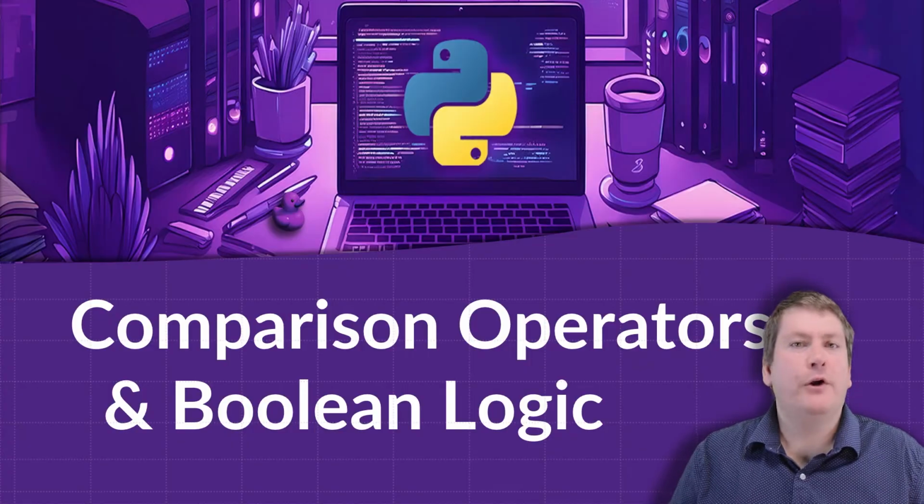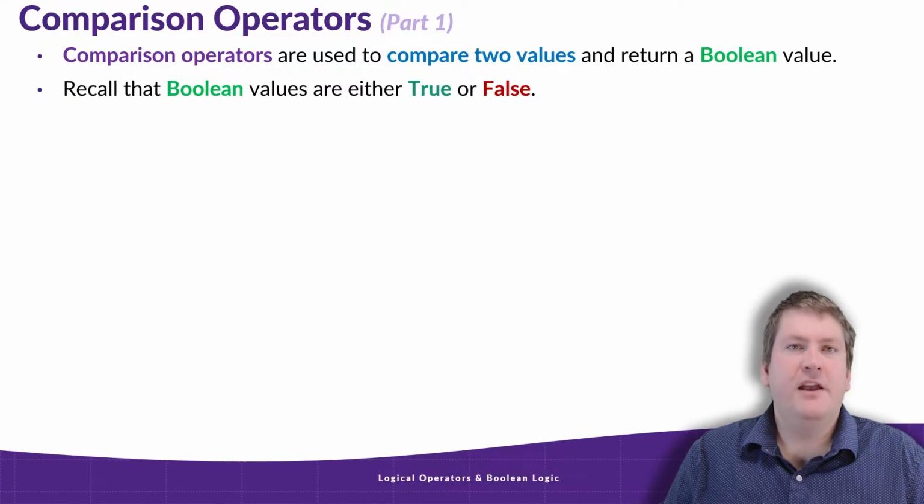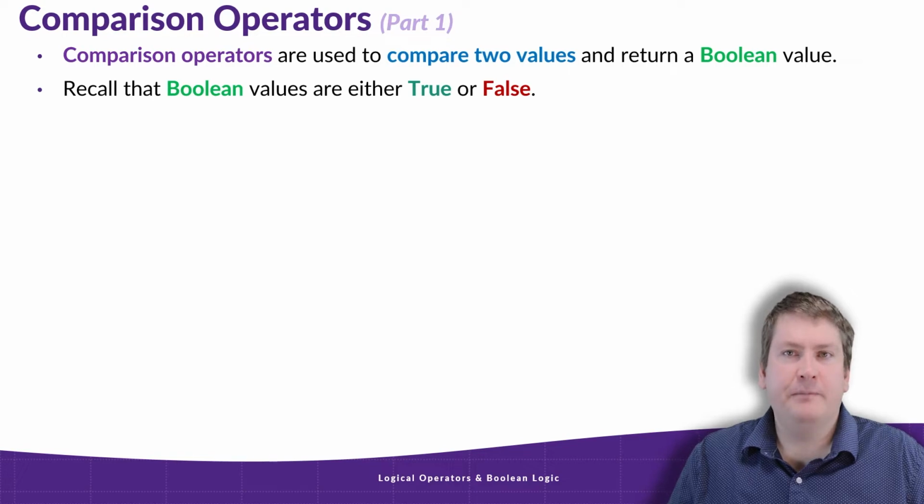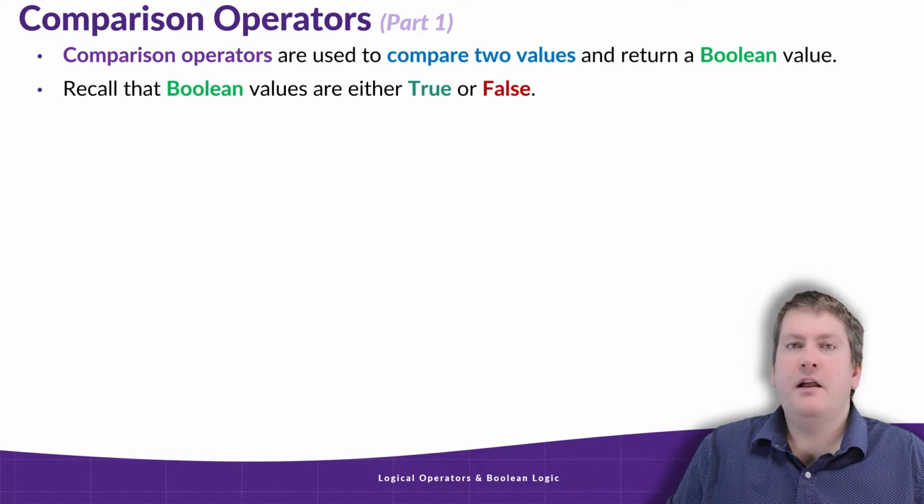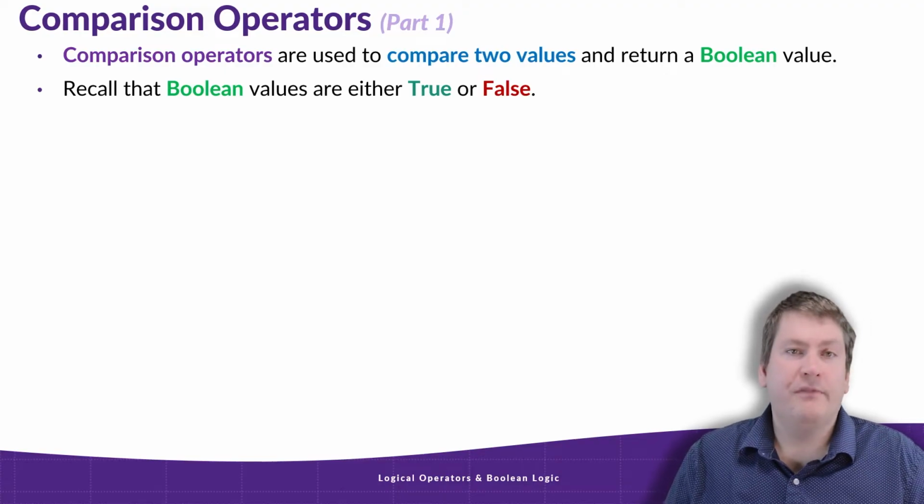In this video, we're going to take a look at some new operators in Python, as well as explore Boolean logic. If you recall, in a previous video, we took a look at a number of operators in Python, such as the arithmetic operators. However, there are many more types of operators available to us, such as the comparison operators. Comparison operators compare two values and return a Boolean value. You may remember the Boolean values are always true or false.